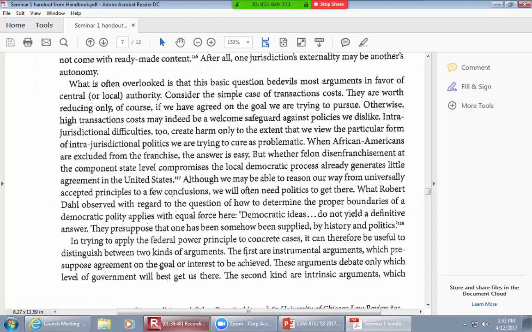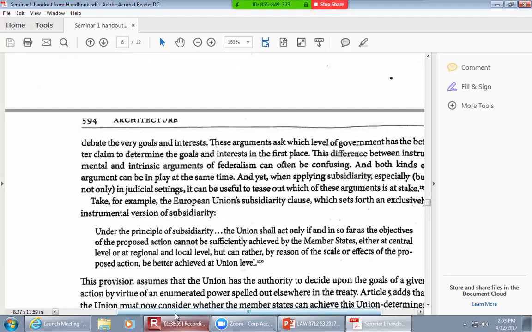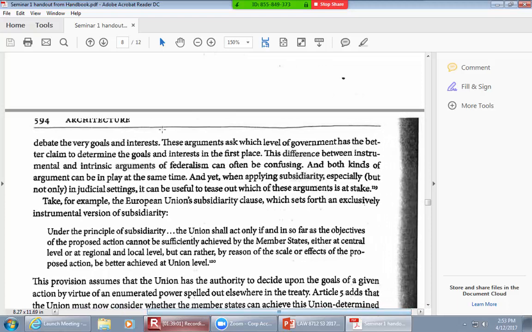And then there's the second argument, just at the bottom of that page. It says the second kind of arguments is intrinsic. So subsidiarity could in fact be intrinsic. And that means what? We have to even debate the goals themselves. So we still don't even agree on whether we want to go to Paris or to Venice. We really want to first decide what should be the preferred focus of our subsidiarity analysis.